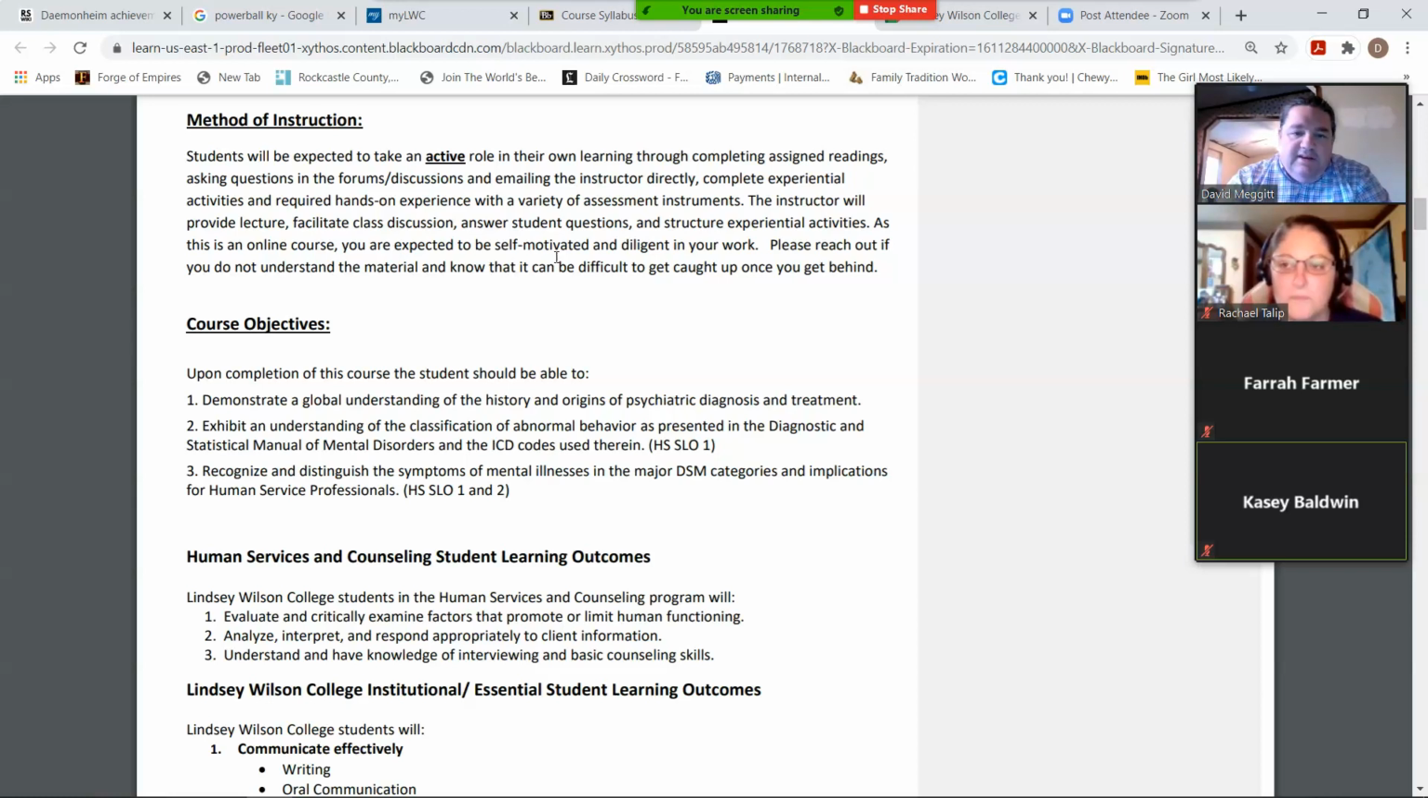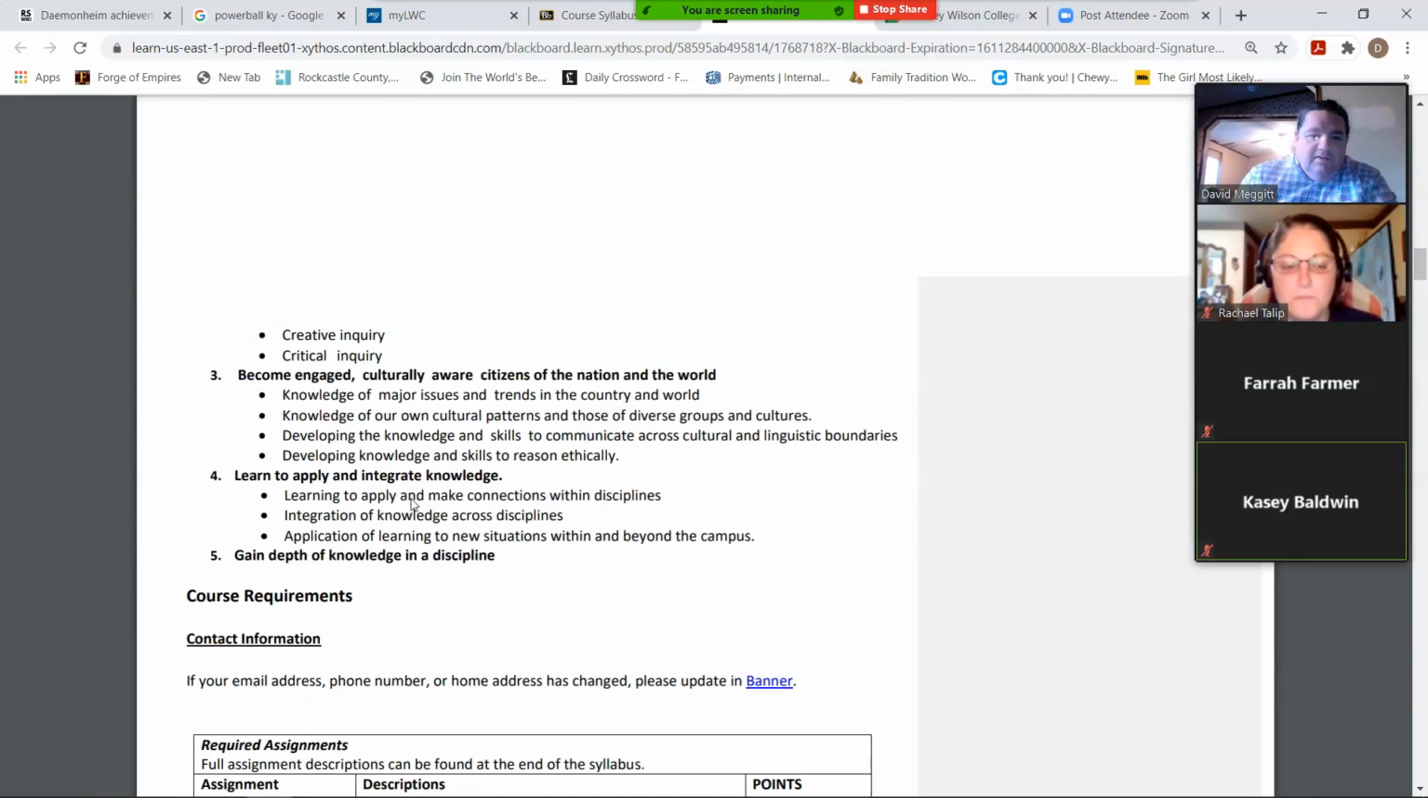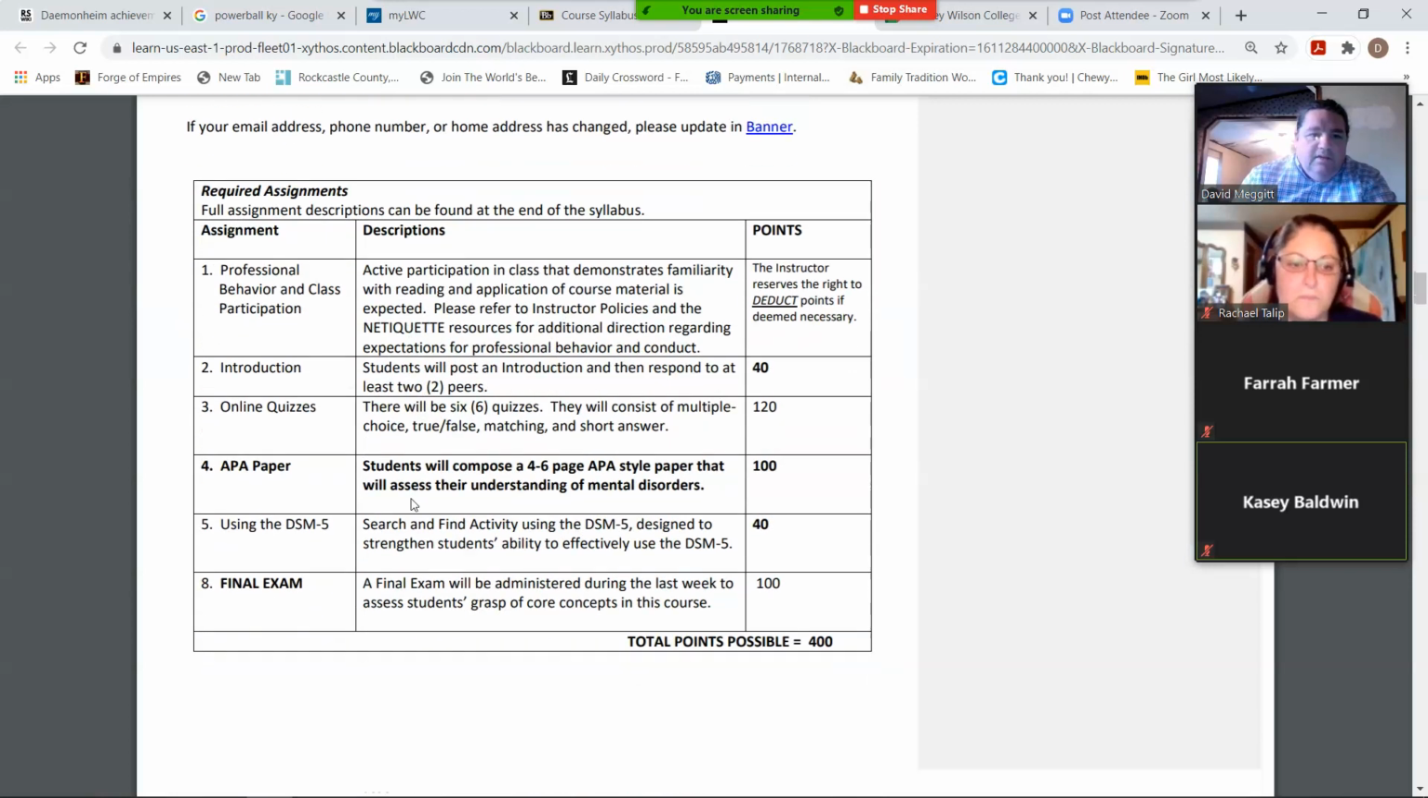And then exhibit an understanding of the classification of abnormal behavior, the ICD codes, and things like that. And then ultimately recognize and distinguish the symptoms of mental illness in the major DSM-5 categories. What's the difference between anxiety and depression? What's the difference between bipolar disorder 1 and bipolar disorder 2? And PTSD, all those things, what are the differences in that? And you can read through the human services learning objectives.